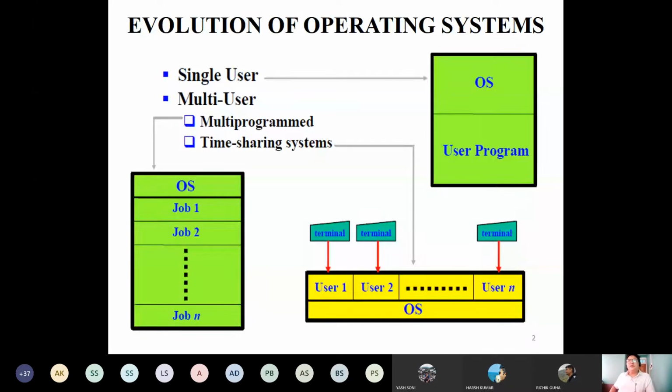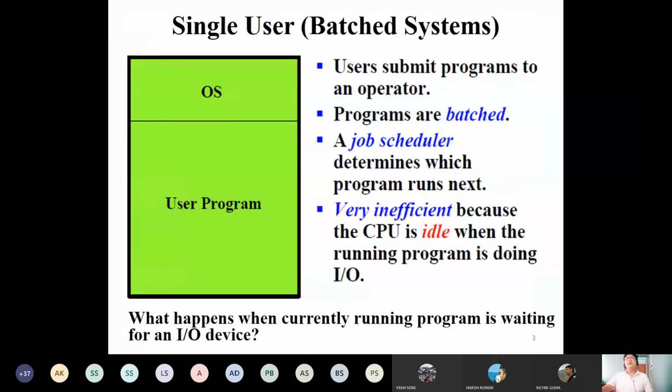And in case of the third one, that is the time sharing system or multitasking system, here you can see there are many users and different terminals. You can make an assumption that these terminals are different CPUs, with CPU given to different programs. Okay, so we'll discuss these things in detail now. First of all, the single user system.